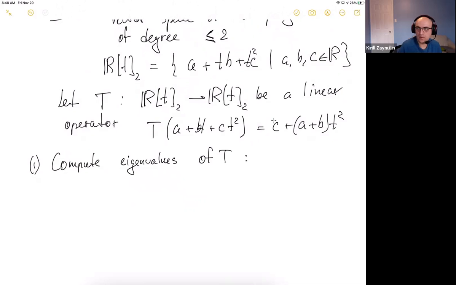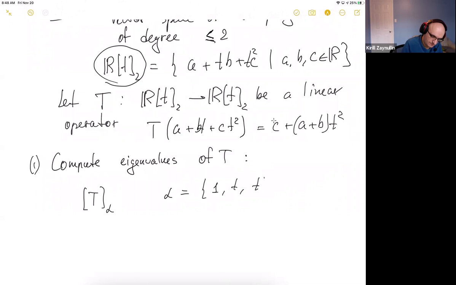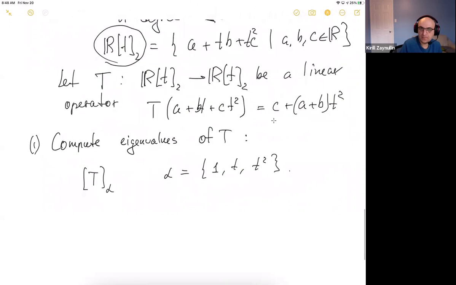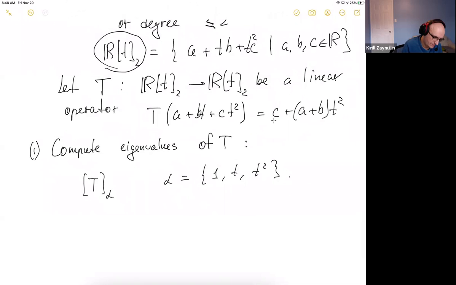Okay, so first of all, in order to compute the eigenvalues, we need to write down the transformation matrix with respect to the basis alpha. Alpha is the standard basis, and in this vector space of polynomials, we all know that the standard basis is given just by powers of t. Now we just need to write down the matrix. How do we write it down? We take the basis vector.